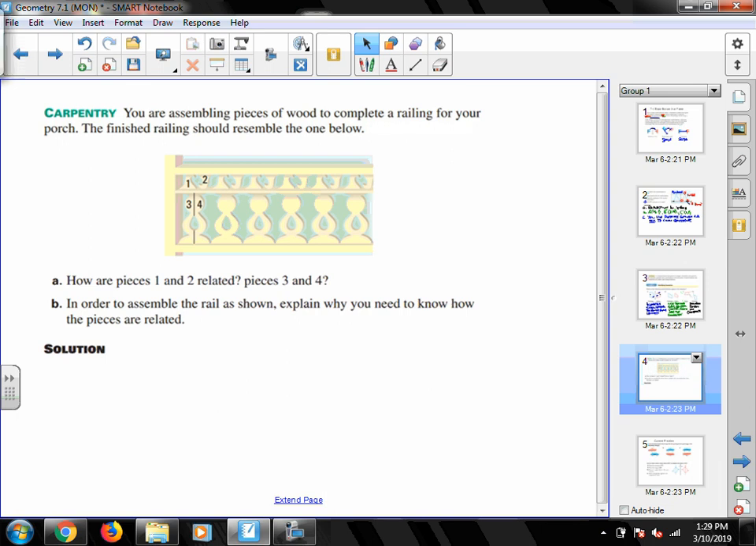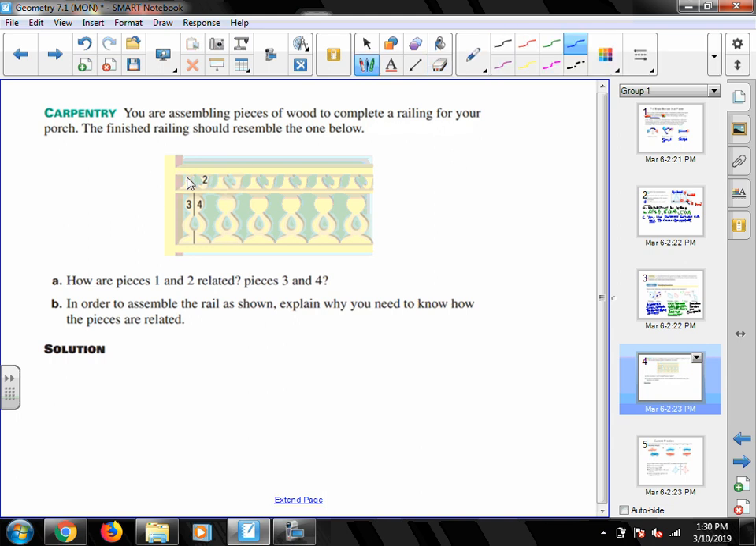Carpentry. You're assembling pieces of wood to complete a railing for your porch. The finished railing should resemble the one below. So going a little above and beyond here, making a real nice railing. First of all, how are pieces 1 and 2 related? So you can see those, and I believe they show up really well on your own paper. So how are pieces 1 and 2 related? Well, it looks like to get piece 1 here, okay, again, we'll try and draw with some of my art skills here, and that didn't really work that well. But hopefully you can see those a little better. I'll get rid of that so maybe you can see them better on here.